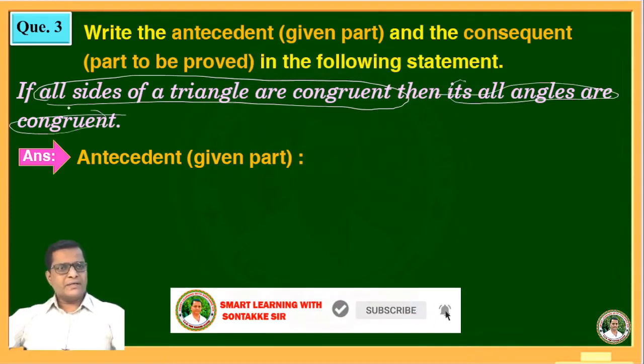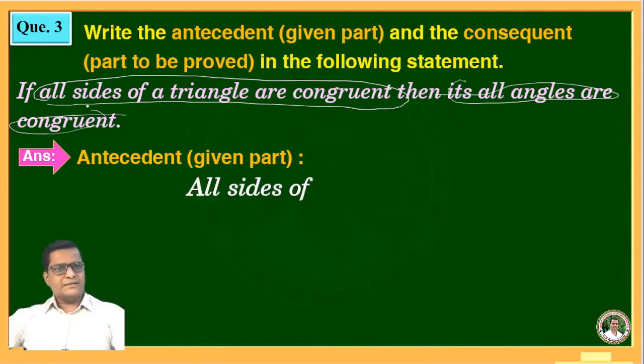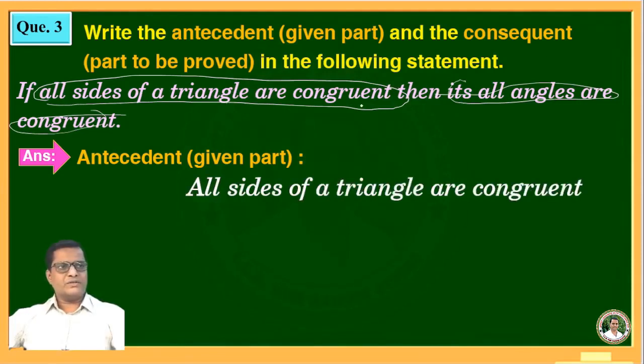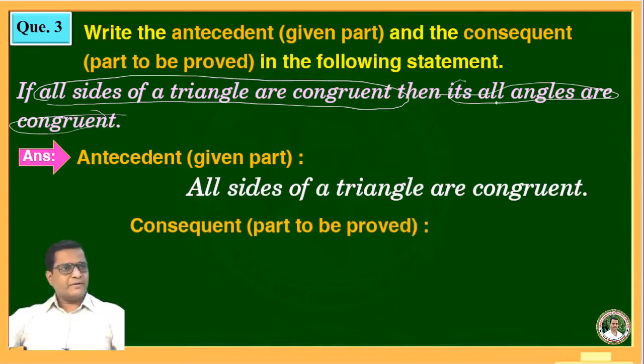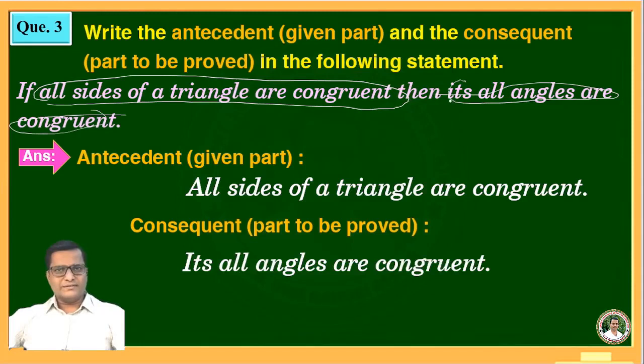Then what is given? Yes, all sides of a triangle are congruent. And what is to prove? That is the consequent part. After then what is there? All its angles are congruent.